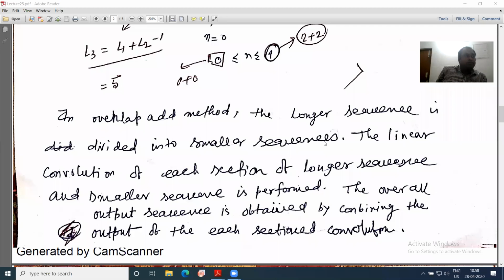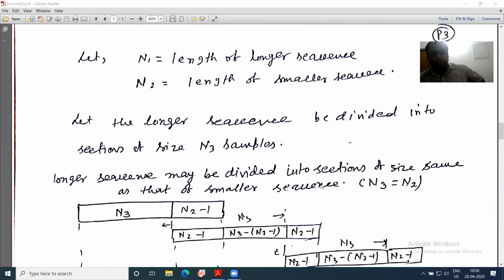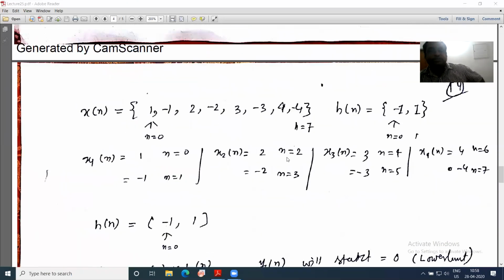Suppose x1 of n has 8 points, right? So now we divide this into 4 sections of 2 points, and suppose your x2 has 2 points, right? Therefore, the point written here in the overlap add method is that the longer sequence is divided into smaller sequences. So the longer sequence is x1 having 8 points. Now let us take this example, then it will be very clear. We will explain the theory with the example. Suppose x of n has 8 points, right?